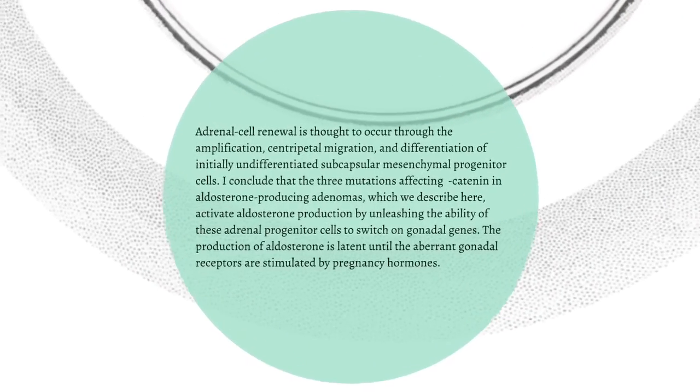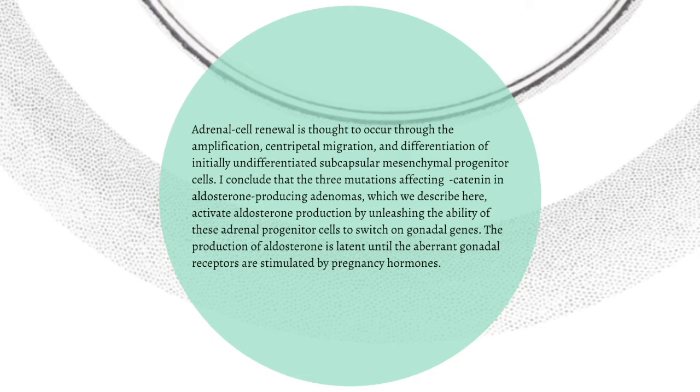Conclusion. Adrenal cell renewal is thought to occur through the amplification, centripetal migration, and differentiation of initial undifferentiated subcapsular mesenchymal progenitor cells. I conclude that the three mutations affecting catenin in aldosterone-producing adenomas, which we describe here, activate adrenal production by unleashing the ability of these adrenal progenitor cells to switch on gonadal genes. The production of aldosterone is limited until the aberrant gonadal receptors are stimulated by pregnancy hormones.